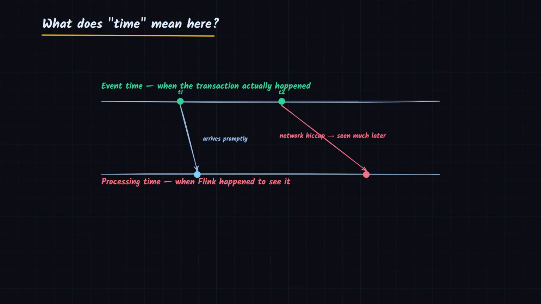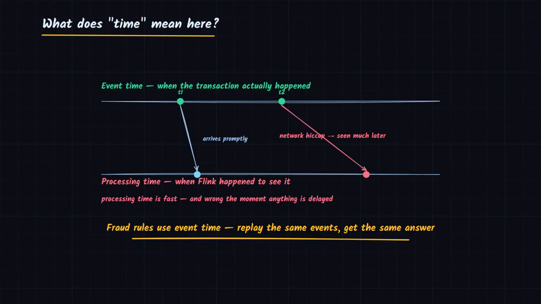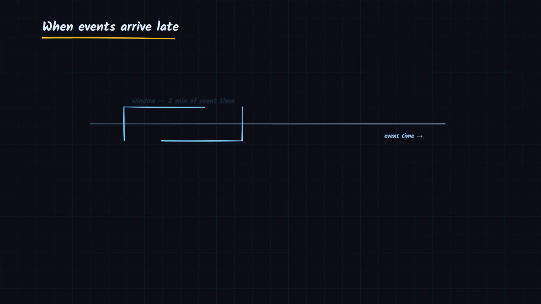Fraud rules have to use event time. When we say a 2-minute window, we mean 2 minutes of the cardholder's life, not 2 minutes of your network's mood. Get this wrong, and your rules quietly become untestable, because the same events replayed give you a different result. Choosing event time creates a new problem, though. If a window covers 2 minutes of event time, when do you decide those 2 minutes are over? A terminal on a bad connection might deliver its transaction 30 seconds after it happened. That is what watermarks are for.